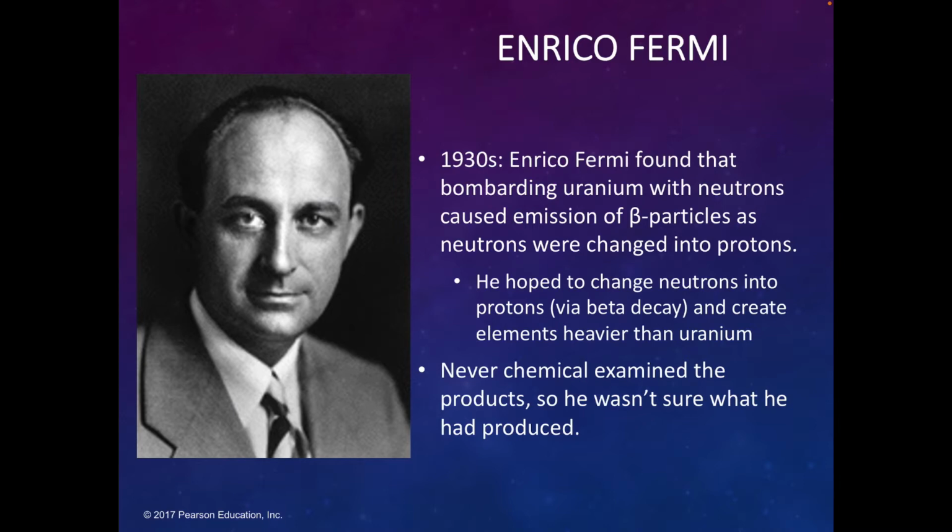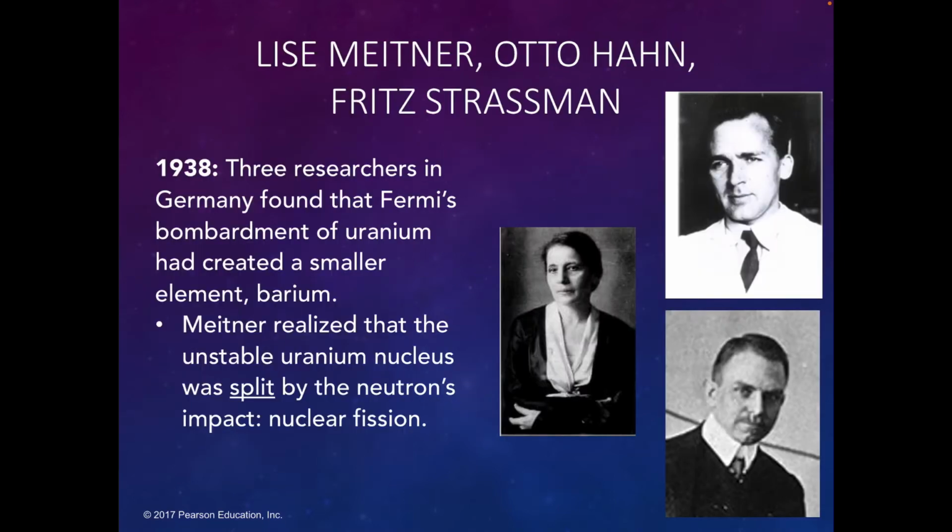So he took his uranium, hit it with a bunch of neutrons, and he saw that beta decay was happening. And so he hypothesized, hey, I think maybe I've made bigger elements. But whenever we're doing chemistry, a lot of times it's hard to figure out what you've made unless you go through and analyze the products, because usually it's not a visible change, especially on the atomic level like we're talking here. So he never actually looked at the products, so he wasn't sure what he had produced.